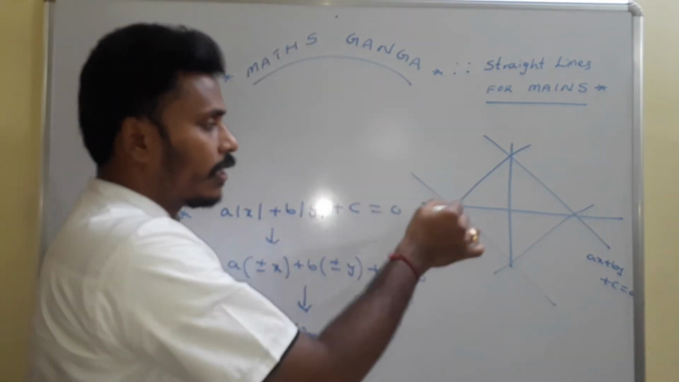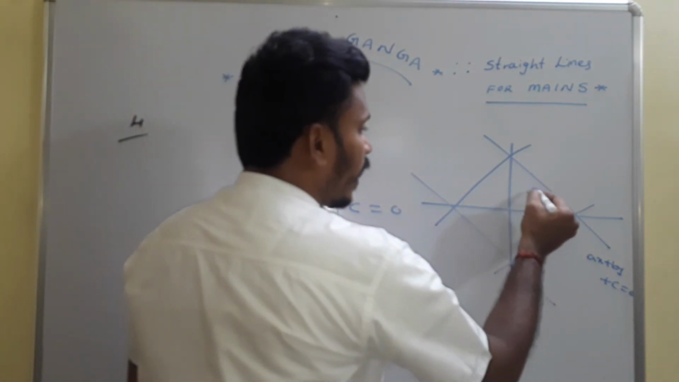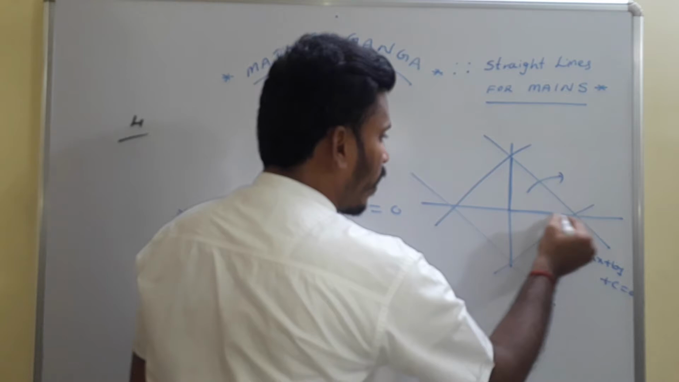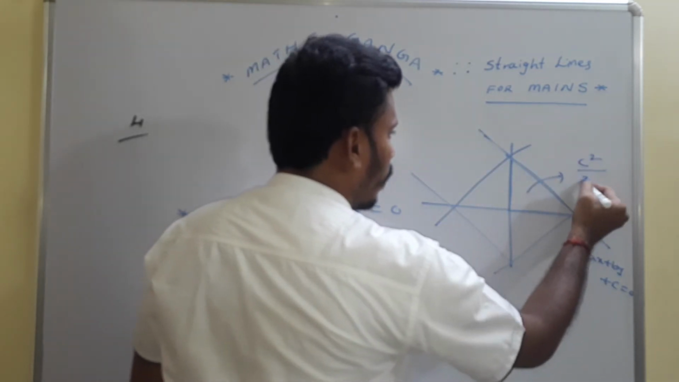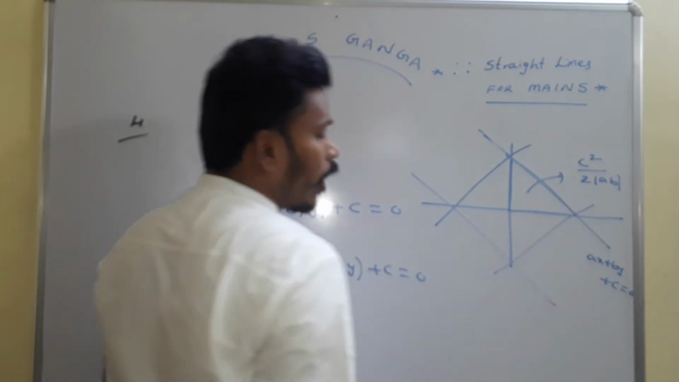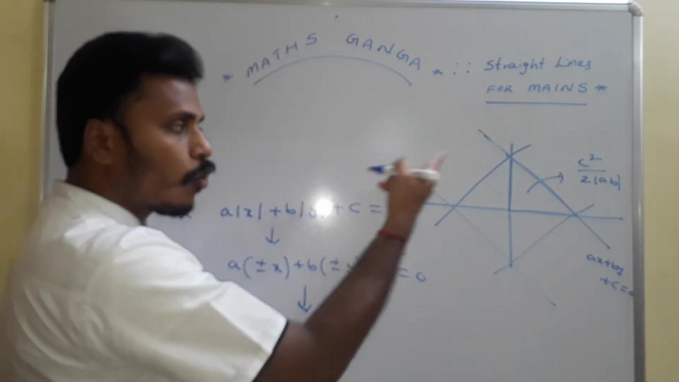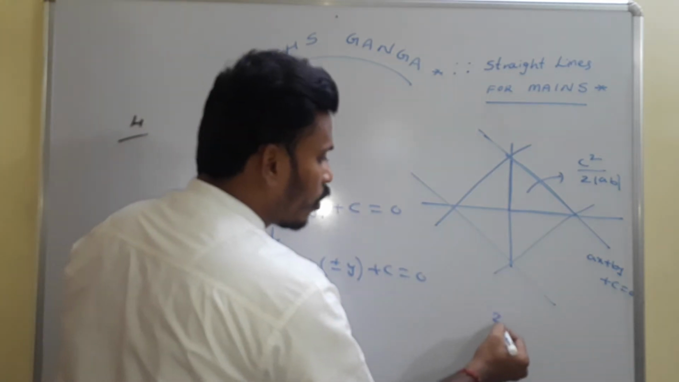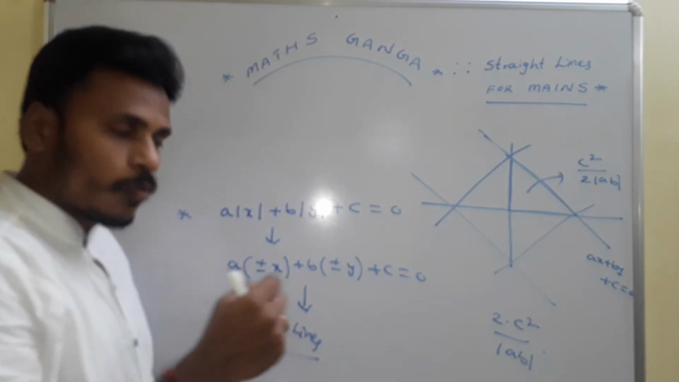Totally you will get a rhombus like this. And already I mentioned to you that the area of the triangle formed by the line with the coordinate axis is c square by 2 mod AB. And now here we have four such triangles, then the total area is 4 times that value, which represents 2c square by mod AB. Once again, just verify it.